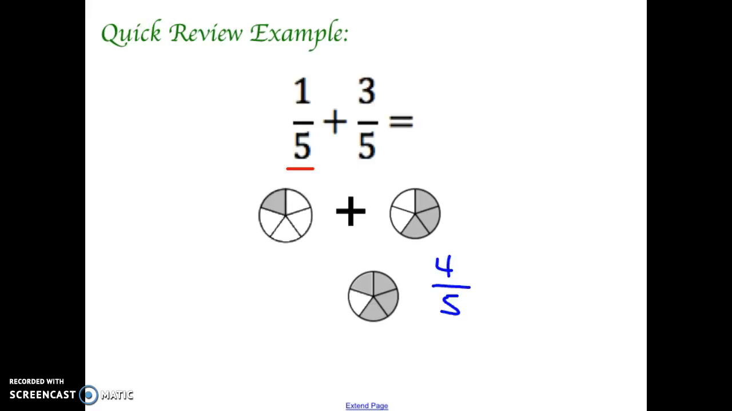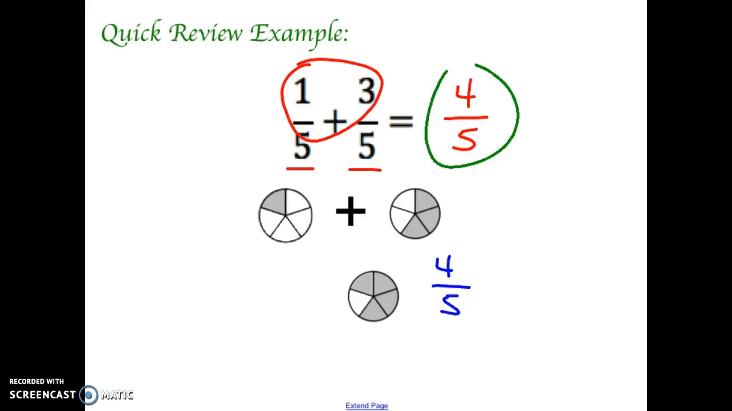We were able to get that algebraically by keeping the denominator the same and then adding the numerators. The 1 plus 3 gave us the 4. So algebraically and pictorially we come up with the same answer.